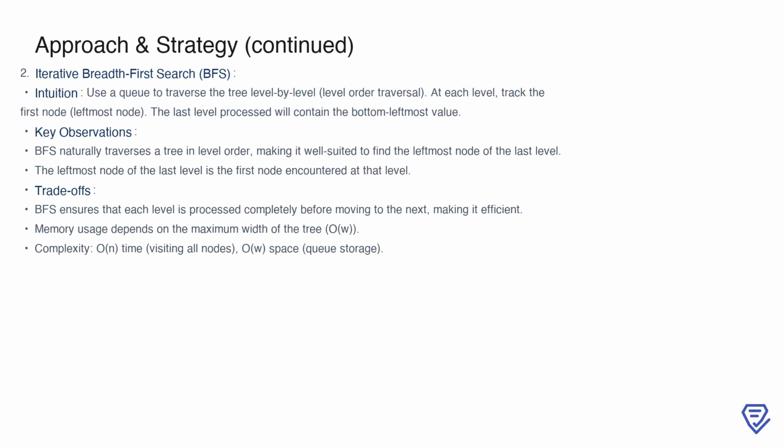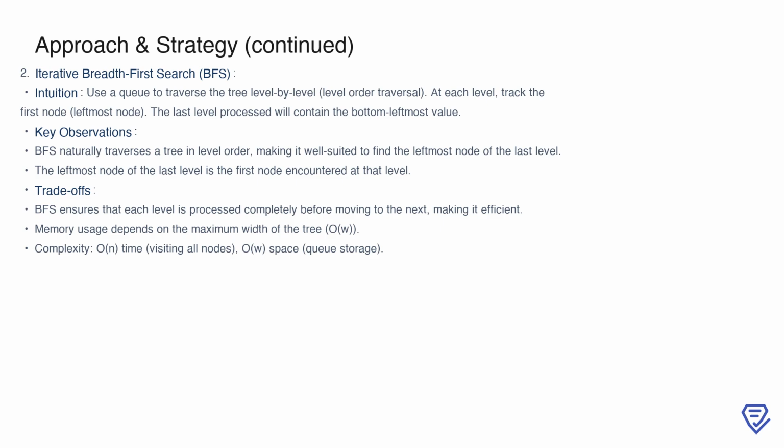The second approach we considered is iterative breadth-first search, or BFS. Here, the intuition is to use a queue to traverse the tree level by level, also known as level order traversal. At each level, we can track the first node encountered, which is the leftmost node for that level. By processing all levels, the first node of the last level will give us the bottom left value.